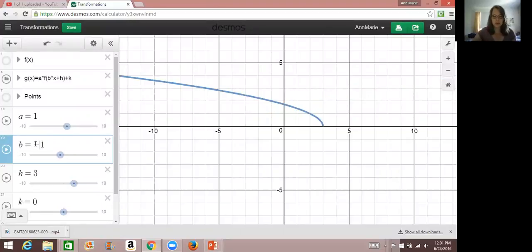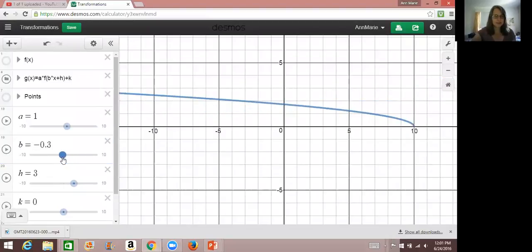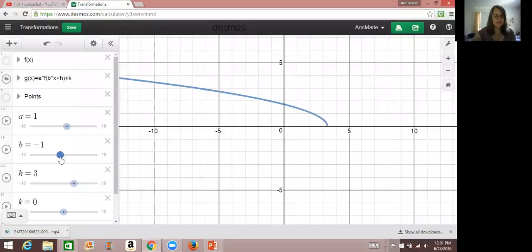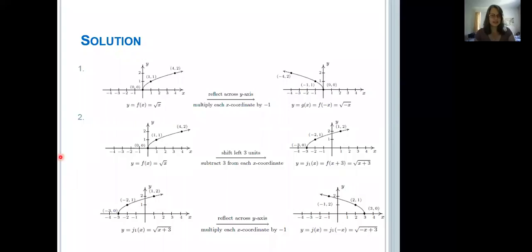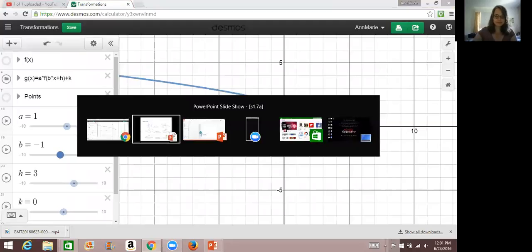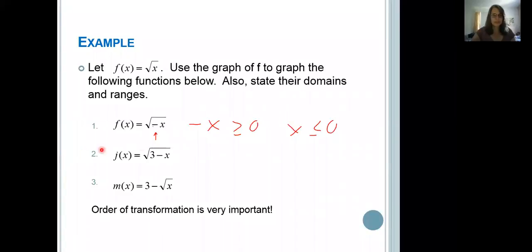And what happened was we reversed. Let me do it this way so you can see it. This is going to reverse my graph and mirror it across the y-axis. So do your horizontal shift first, then do your reflection. Okay, so this is the graph of this guy.